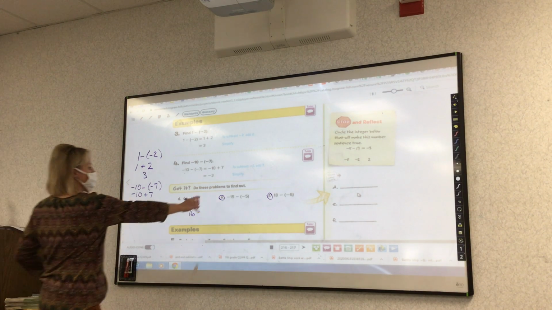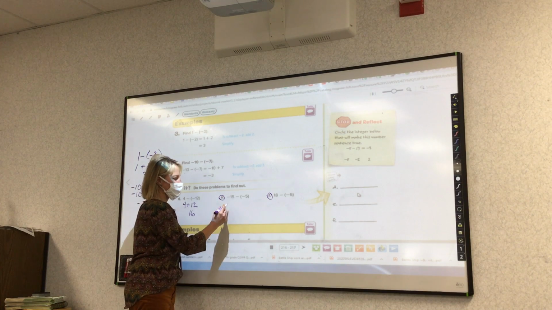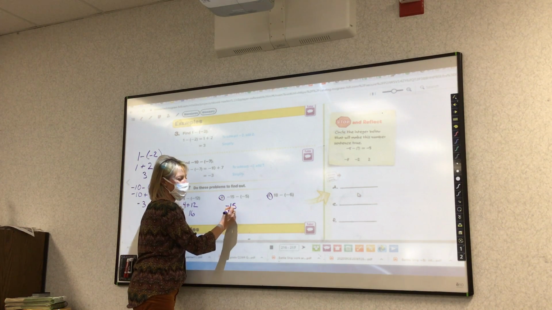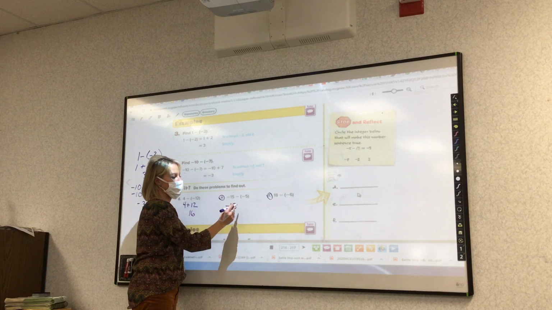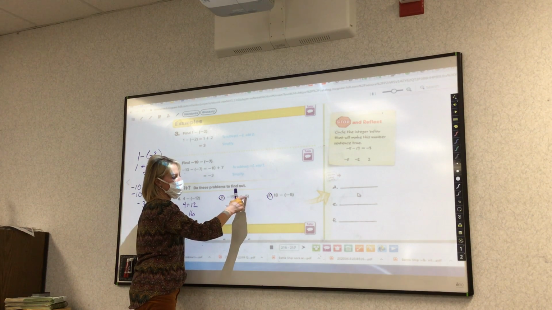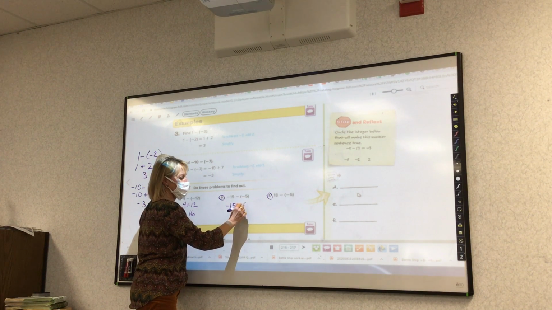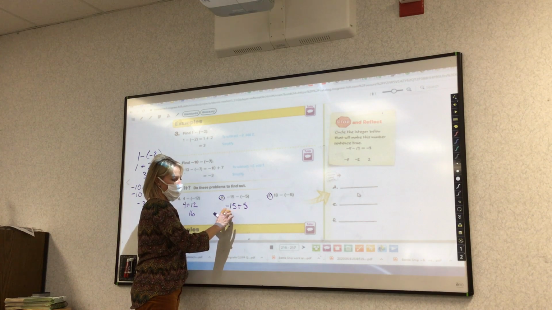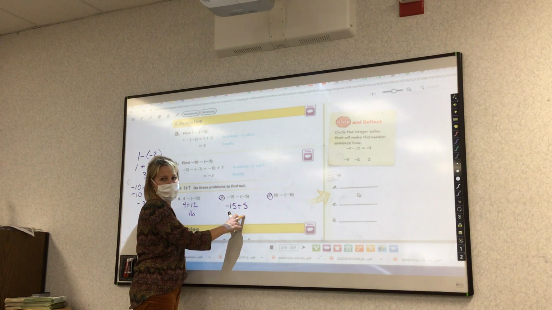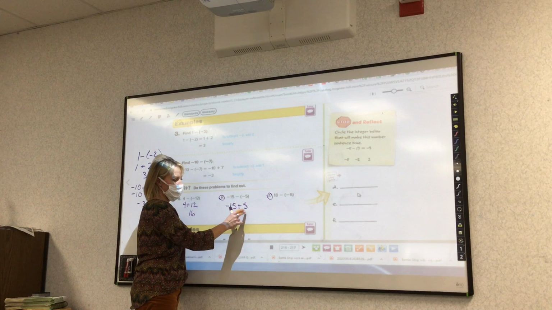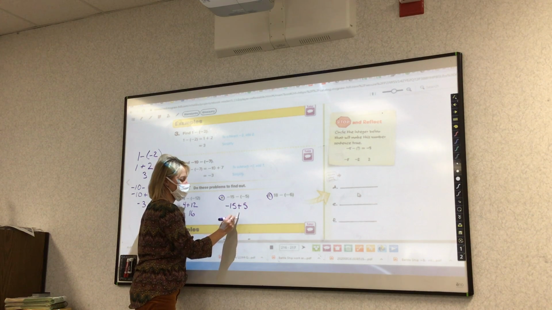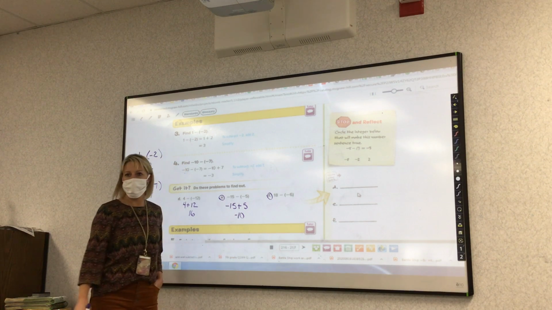Okay, so we've got to keep the negative 15, change subtraction to addition, change the negative 5 to a positive 5. We have a negative and a positive, so we're going to subtract. What's 15 minus 5? 10. Keep the sign of the bigger number.